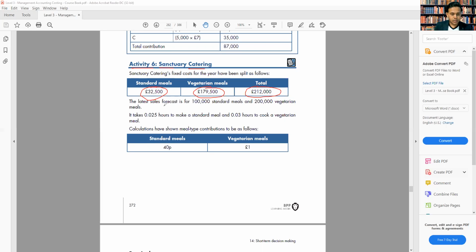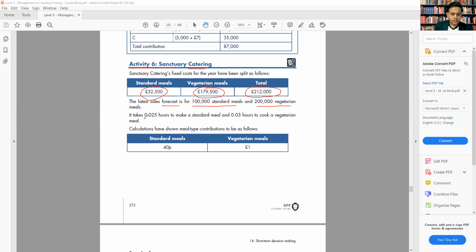The latest sales forecast. Let's just say forecast means the plan for the sale for the next period. Forecast means it's not done yet. It's not actual. Forecast means it's going to happen. Forecast means it's a plan. Forecast means the budget. Sales forecast is for 100,000 standard meals and 200,000 vegetarian. So we make a plan, we made a budget for the next period. We're going to sell 100,000 units of the standard meal, and 200,000 vegetarian meals.